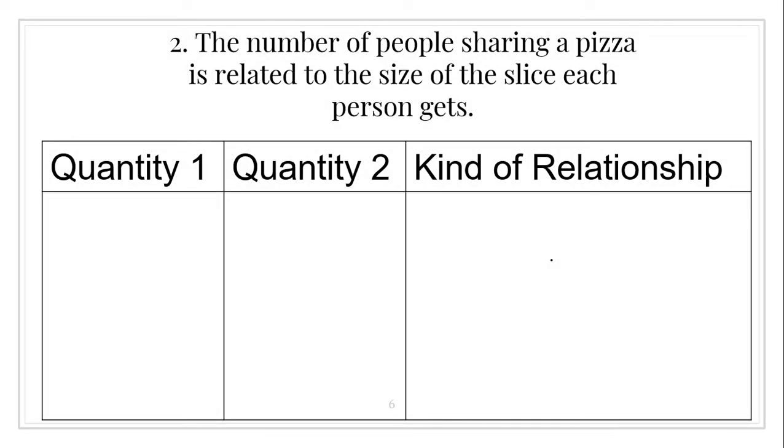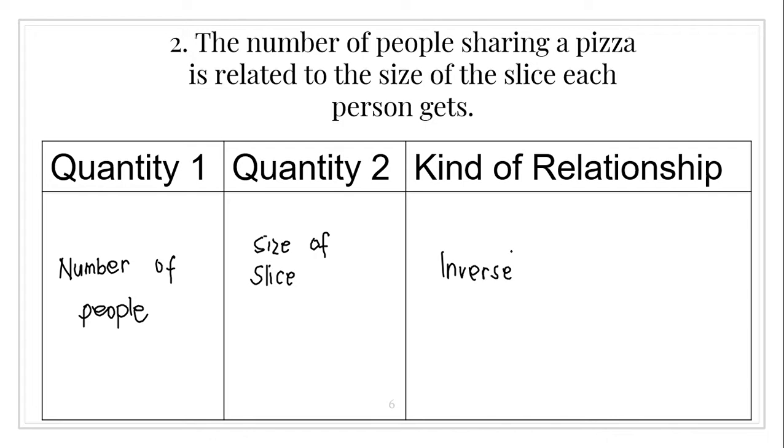Alright, next is the number of people sharing a pizza is related to the size of the slice each person gets. So, what would be our quantity number one? Ano ba yung pinag-uusapan natin dito? We are talking first about the number of people sharing a pizza. So let's have quantity number one as number of people. And our quantity number two is, ano ba yung makukuha nila? It's the size of the slice of each pizza. So what do you think is the kind of relationship these quantities have? So it is inverse.